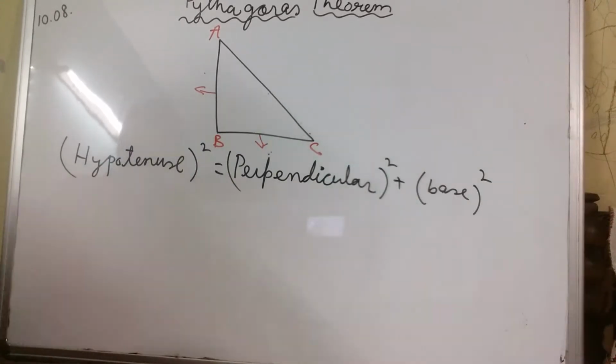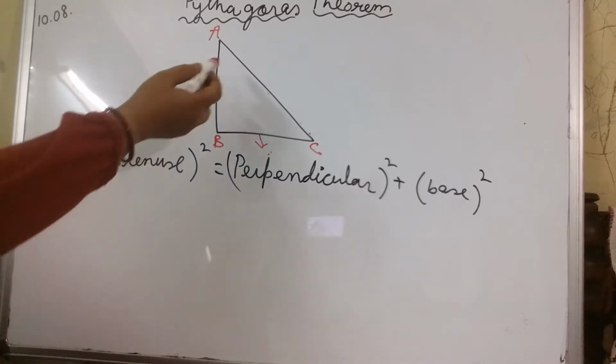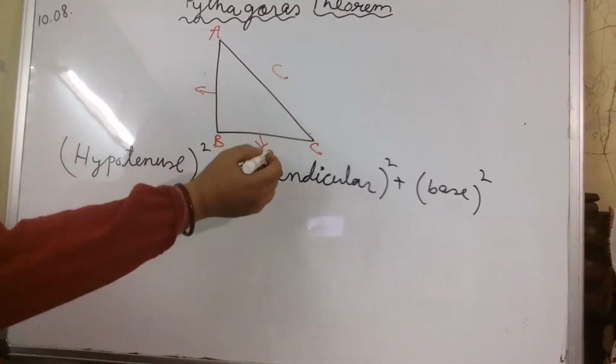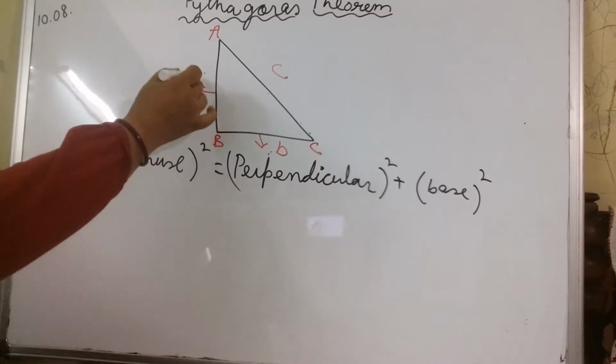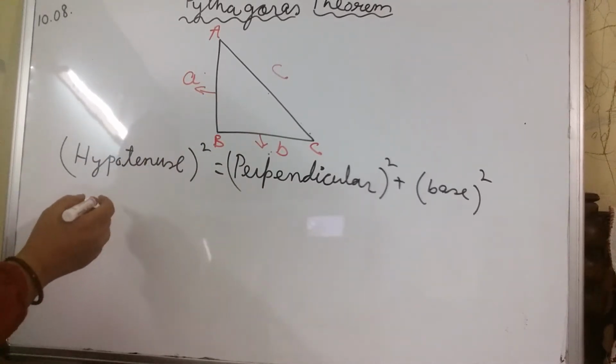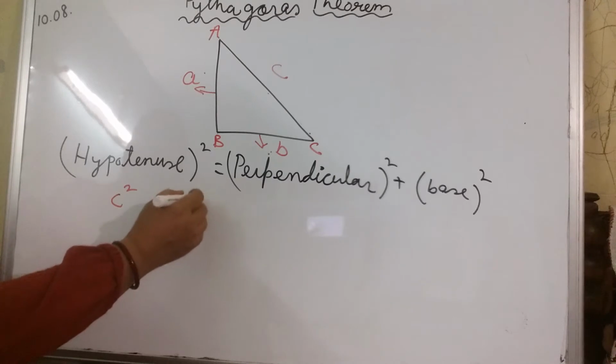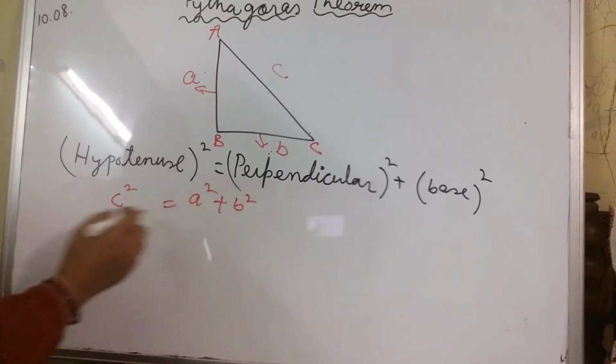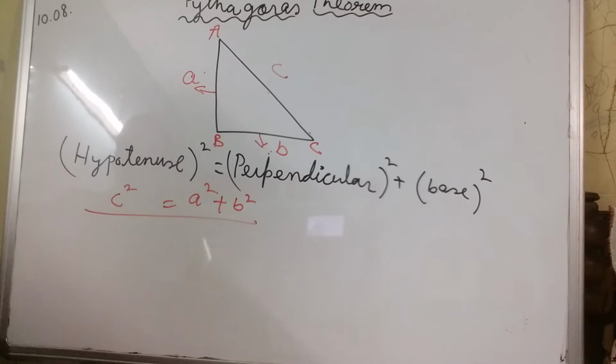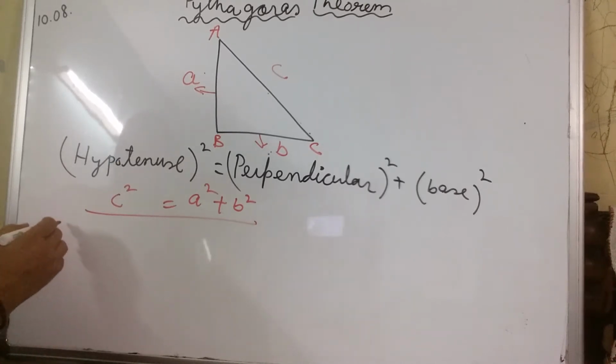Now, if it is told that any side, like say this AC equals C, BC equals B and AB equals A, so according to the Pythagoras theorem, it is C square equals A square plus B square.